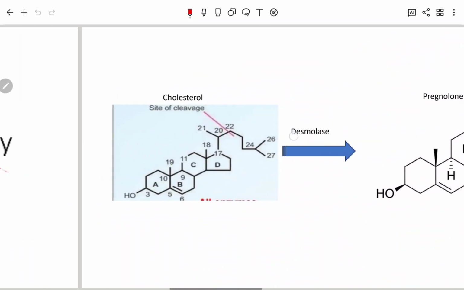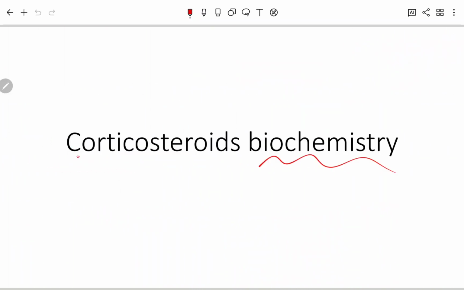Now, let's start our lecture with the definition of corticosteroids. Corticosteroids are steroid hormones, obviously. And now you might be thinking, so what? What's so special about the steroid hormones? Here's the trick. Steroid hormones act via binding to intracellular receptors instead of binding to surface receptors.